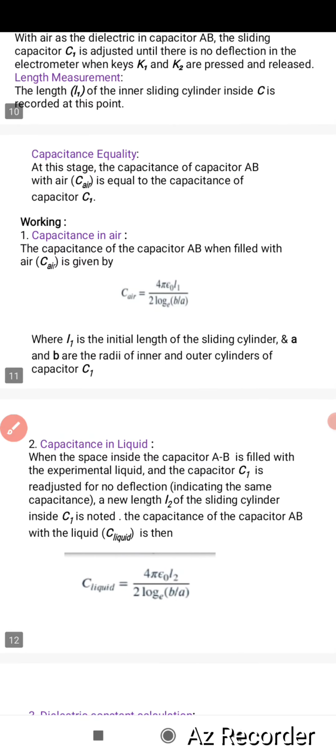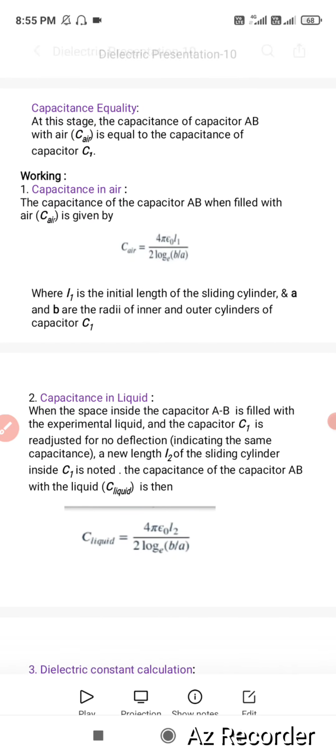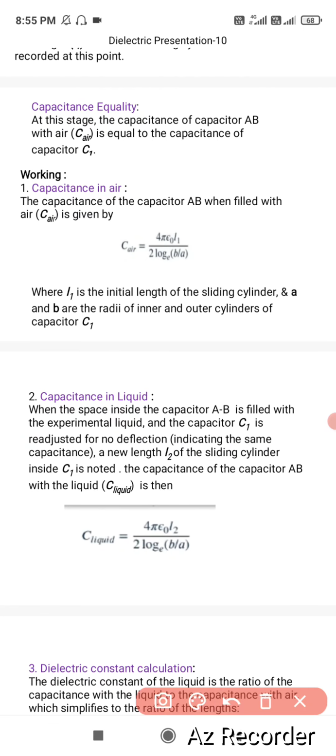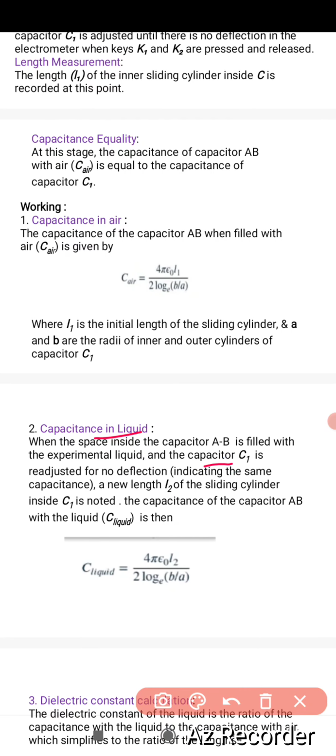Next, capacitance in liquid. With the space between A and B filled with the experimental liquid, the capacitance C1 is readjusted until there is no deflection in the electrometer, indicating the same capacitance. A new length L2 of the sliding cylinder is noted. The capacitance of AB filled with liquid is given by C of liquid equals 4 pi epsilon naught L2 divided by 2 log to the base e of B by A.